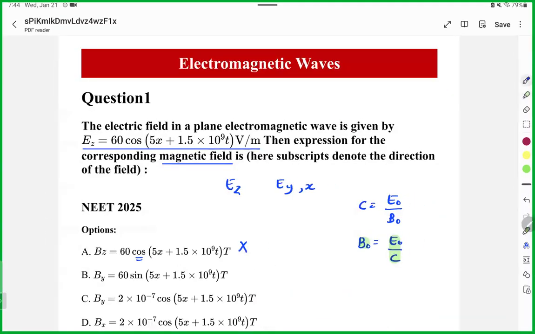Okay. So what will be your B naught value? B naught value is whatever E naught by C is. E naught is 60, because Ez is equal to E naught cos. You know, E is equal to E naught cos theta, something like that. So what is the C value? 3 into 10 raised to power 8. This will be 20 into 10 raised to power minus 8, or 2 into 10 raised to power minus 7. So you can eliminate this.